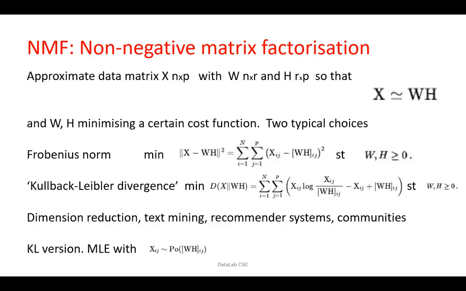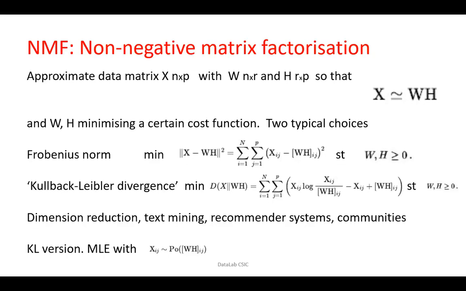And the idea is we have a data matrix, with n people and p variables. We want to decompose this data matrix as a product of two matrices. One is n times r, and the other one is r times p. W is understood as a matrix of weights, and H as a matrix of latent variables, and the reduction comes through R.